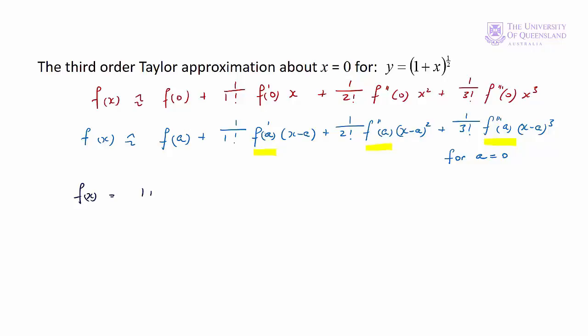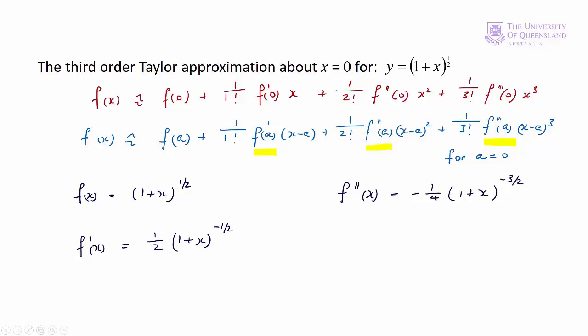f(x) is equal to (1 plus x) to the half. We use the chain rule to find f'(x). It's equal to 1/2 (1 plus x) to the minus 1/2. The second derivative is equal to minus 1/4 (1 plus x) to the minus 3/2. And the third derivative is equal to 3/8 times (1 plus x) to the minus 5/2. If you're not comfortable with how I obtained those derivatives, you should revise Lecture 4.